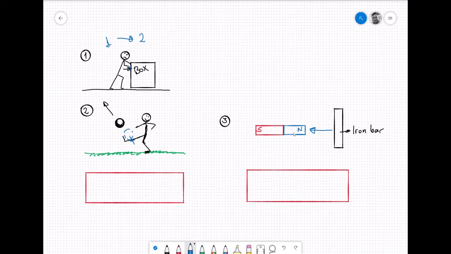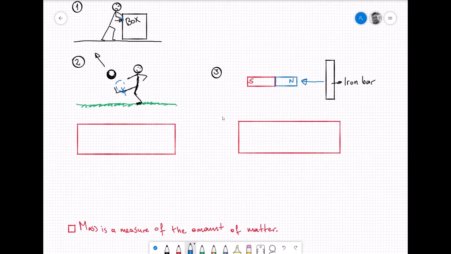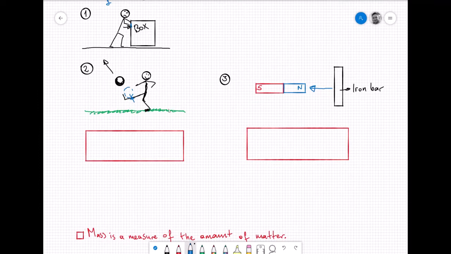If you bring a magnet closer to an iron bar, we all know that the magnet will attract the iron bar to itself. So from this perspective, we can classify forces into two. In the first category, we name them contact forces. And in the second category, we name them field forces.